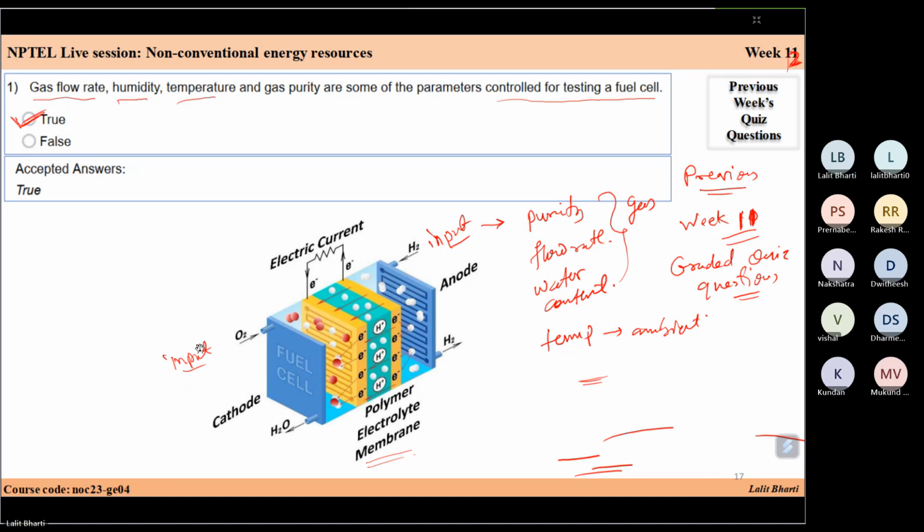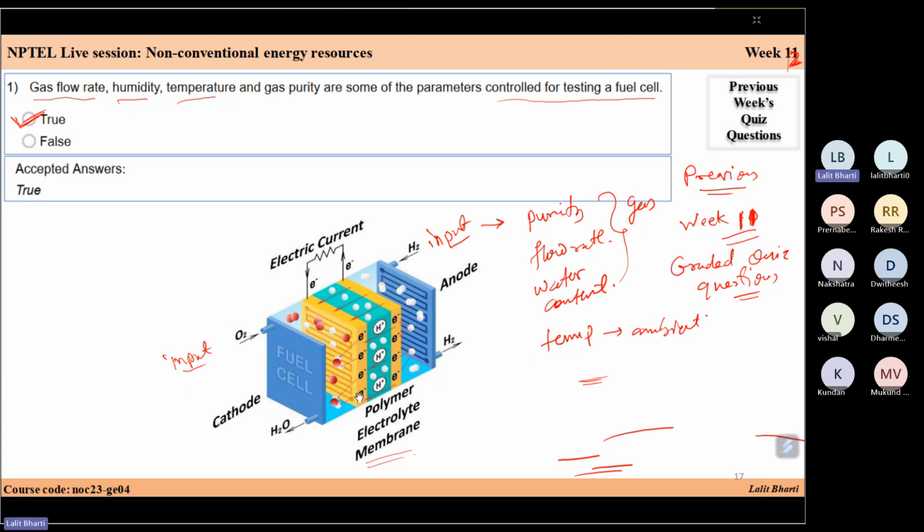Okay, so let us continue our session. This is the next question, based on the fuel cell. The question is: gas flow rate, humidity, temperature, and gas purity are some of the parameters controlled for testing a fuel cell. The statement is true. We know that we have input of gases, so gas flow rates are important and the moisture content is important. We need low moisture content as our gases should be pure. The flow rate of gases needs to be optimized. So purity, flow rates, and water content of the gases need to be optimized, and the gas should be quite pure.